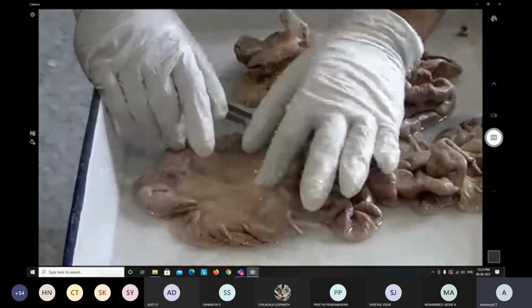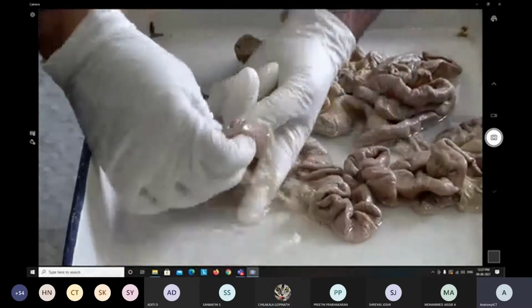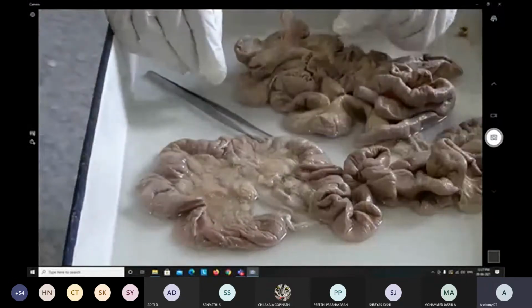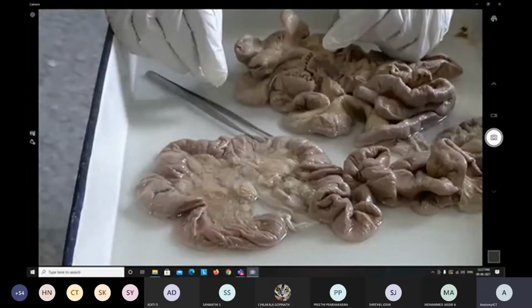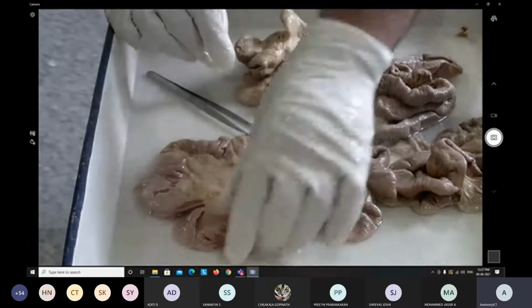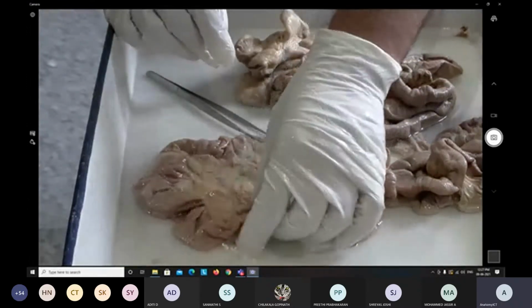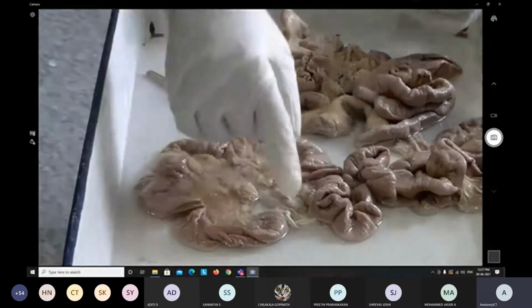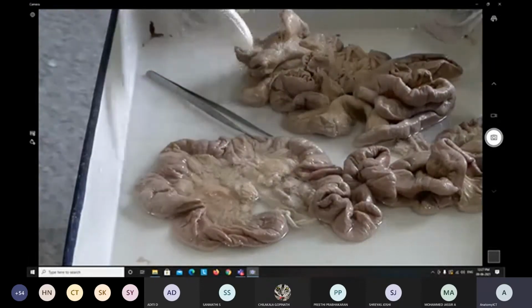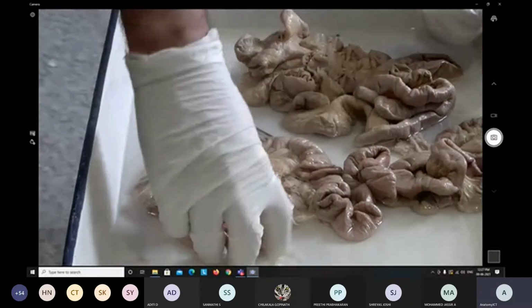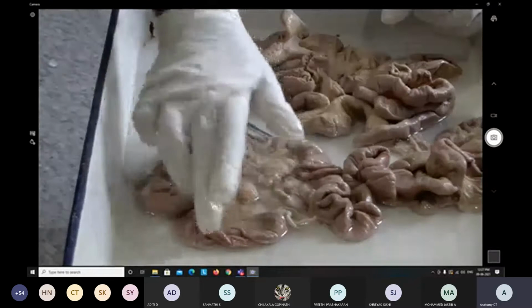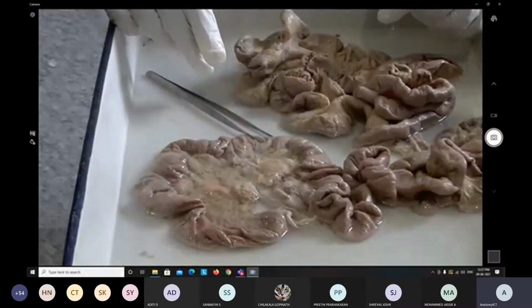So that vein is also passing behind, that is the posterior relation, along with the gastroduodenal artery and common bile duct. It means the 3 important contents in the posterior relation are the portal vein, common bile duct and gastroduodenal artery. For the anterior relation, we have the caudate lobe of the liver and gallbladder.